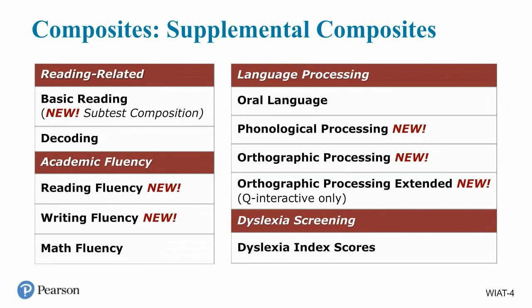The language processing composites include the composite oral language retained from WIAT-III and 3 new composites: phonological processing, orthographic processing, and orthographic processing extended. The latter composite is available on Q Interactive only because the orthographic choice subtest is only available on Q Interactive. Finally, the dyslexia screening composite includes the dyslexia index scores.